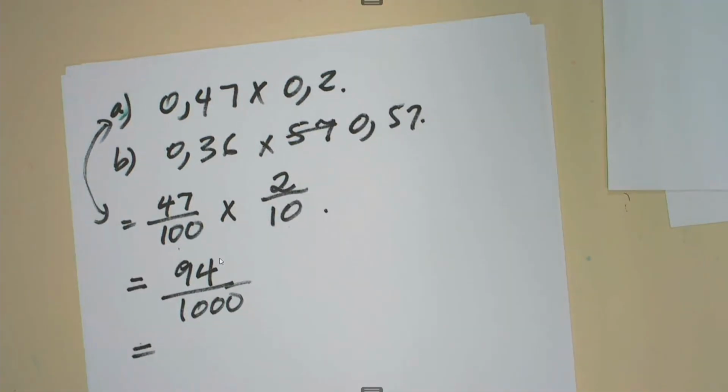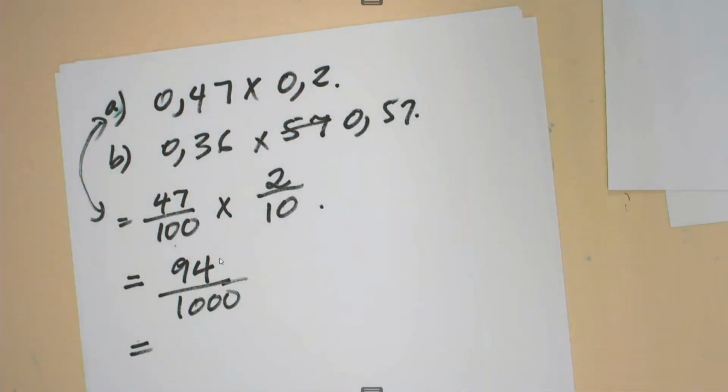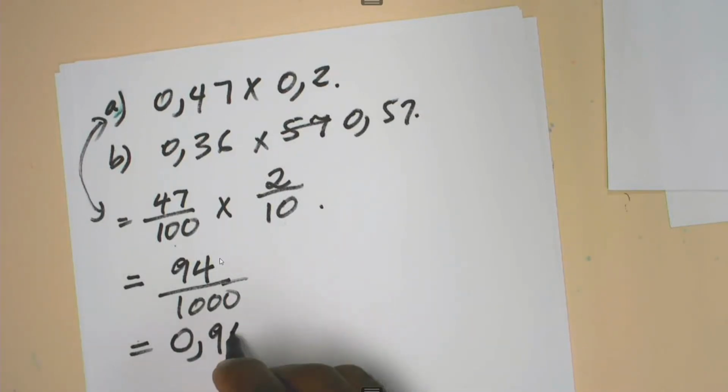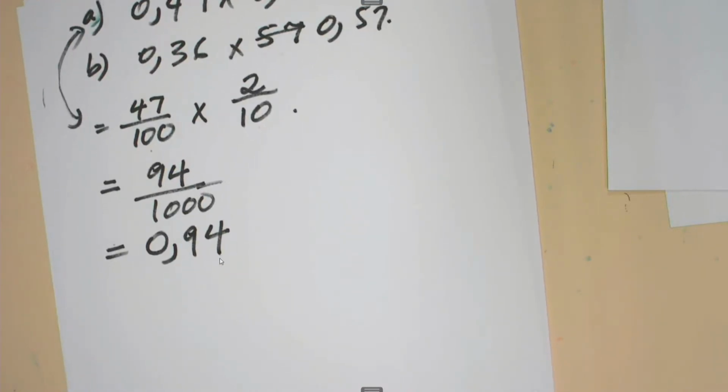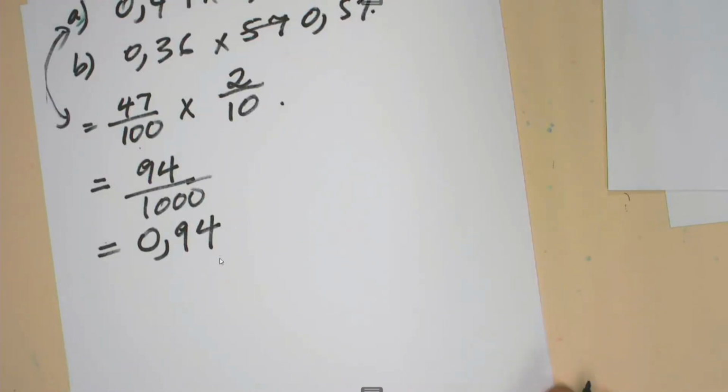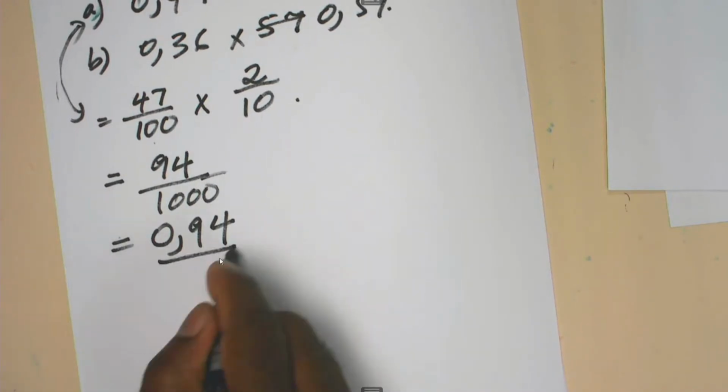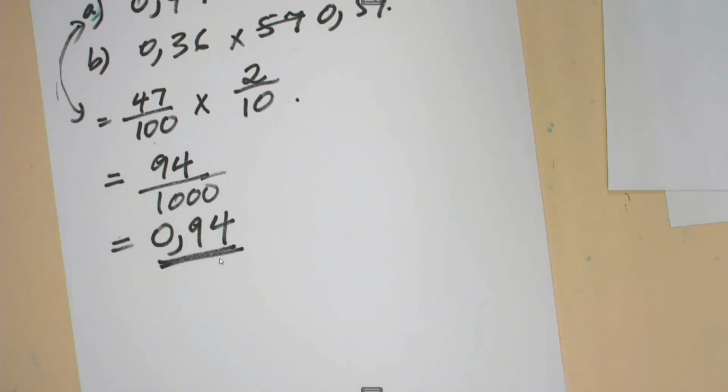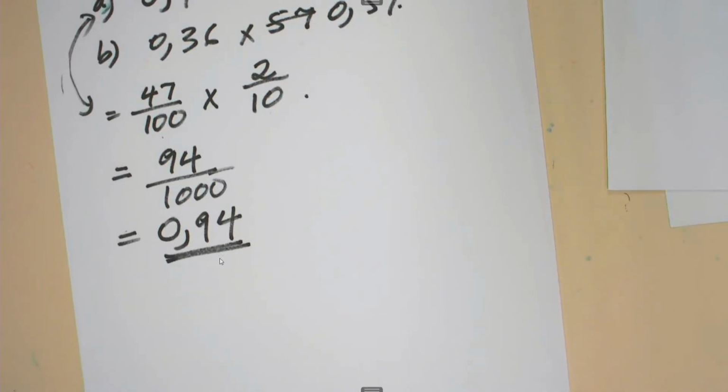And then what do we have? 94 thousandths is the same as 0.94. Are we clear on that, ladies and gentlemen? My dear kids, do you see that? Then this is our answer. It's 0.94. Happy? Good. Now, let us do another method.